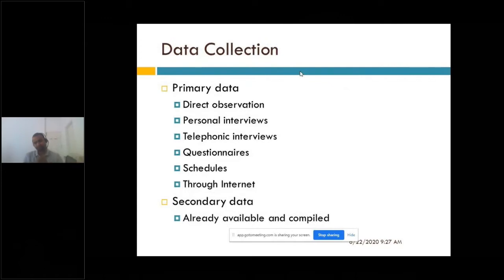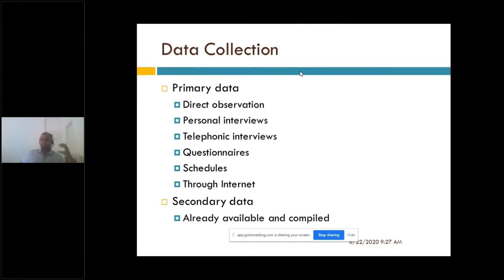Now, data collection. Data collection is a very important step in social science research. Whether we use qualitative research or quantitative research, in each case we have to collect data. The first thing we should understand is that we have two options for data collection. We can go for secondary data. Secondary data means any data which is already available and compiled by someone else for some other purpose, and we are going to use that.